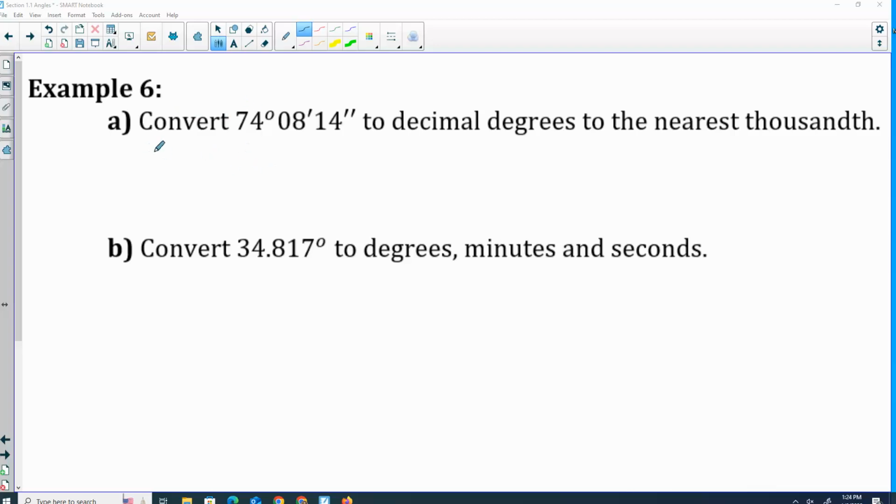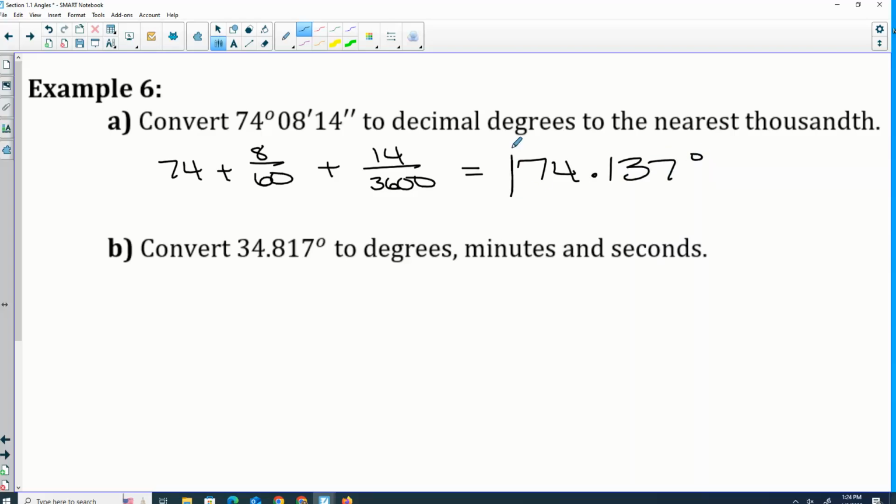seconds. How do we turn it into decimal? You put the minutes over 60 and the seconds over 3,600. And then we just put it all in the calculator, add it all together. Nearest thousandth would be 3 decimal places, so you get 74.137 degrees.